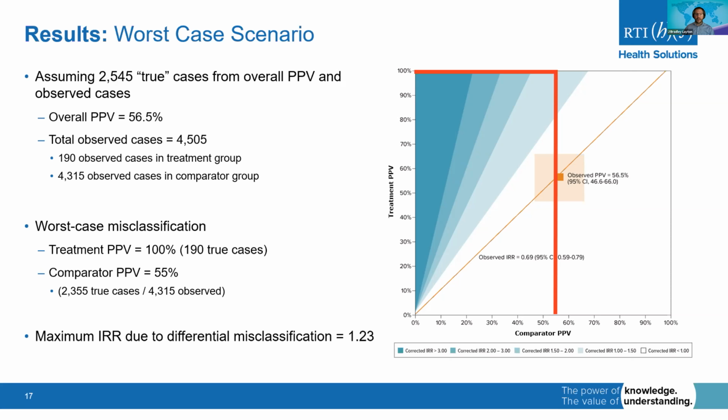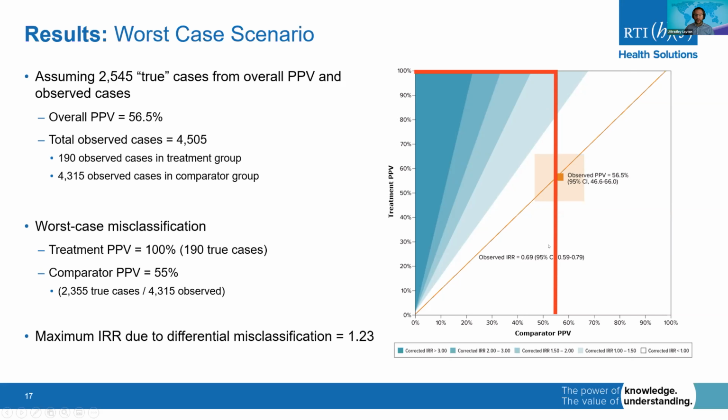So plotting this combination of 100% in the treatment group and 55% in the comparator group results at this intersection here in a corrected IRR estimate of 1.23. So this represents the worst case scenario under this particular set of assumptions. Because the treatment group is so much smaller than the comparator group, we can see that there's really very little room for the comparator PPV to vary. So almost all of the possible PPV combinations result in corrected values below 1, shown along the red line here.